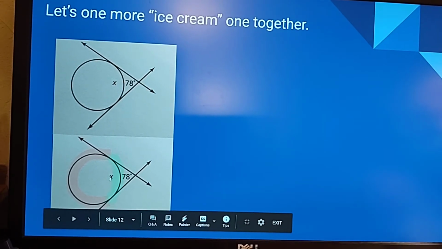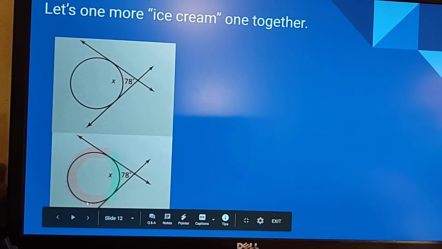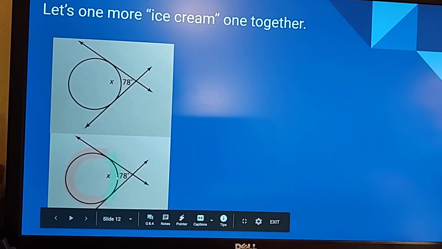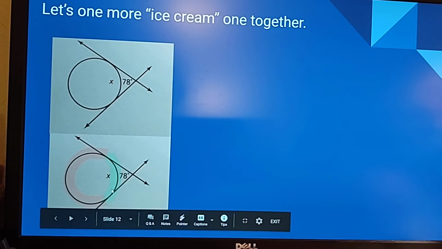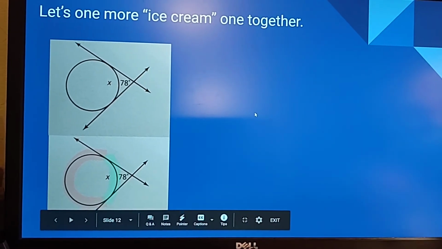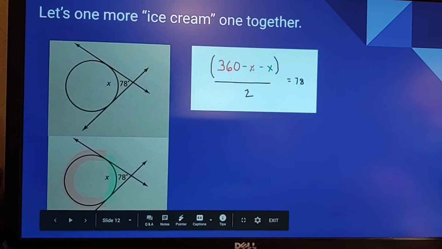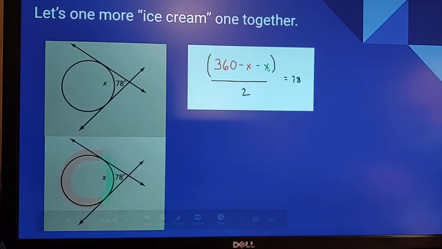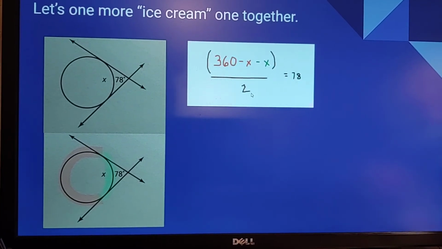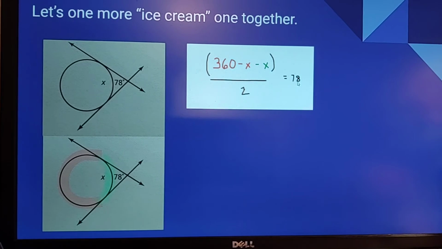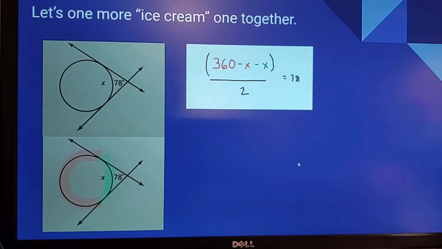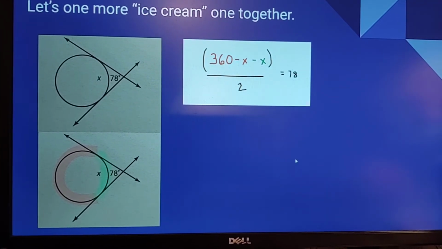I'm going to think of this green arc as X. And then I could do the red arc minus the green arc, all divided by 2, should equal 78. So let's set up our equation. The red arc, 360 minus X, minus the green arc, just X, all divided by 2 should equal 78. Now we'd have to solve that out algebraically, and I will show the work here. You can pause it if you want to try it on your own first.